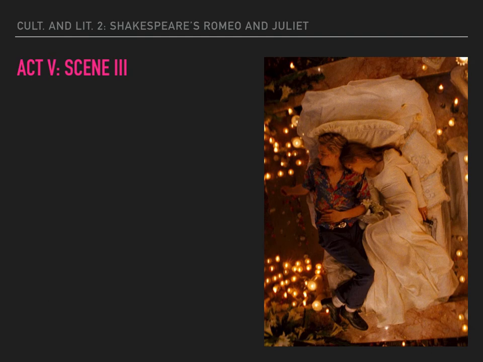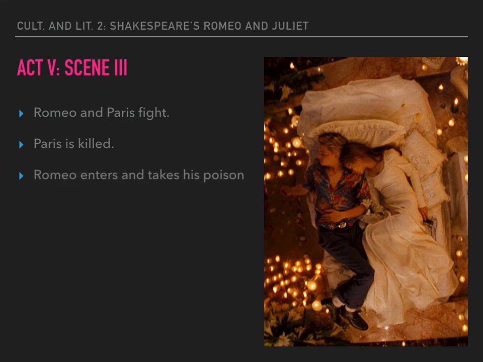Then we get to our culmination of the story, Act 5, Scene 3. It begins with Romeo and Paris both meeting at the grave. Romeo is trying to get in, and Romeo and Paris fight. Eventually, Paris is killed. Romeo enters, and he sees Juliet, and he takes his poison.